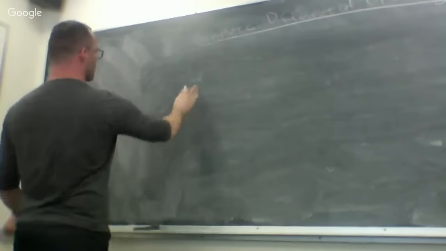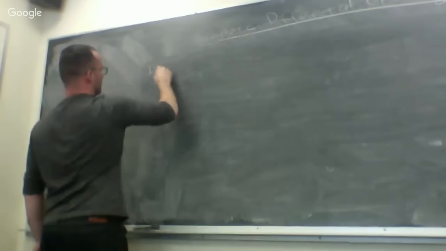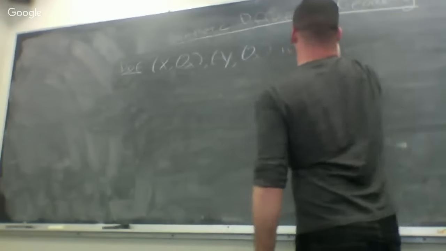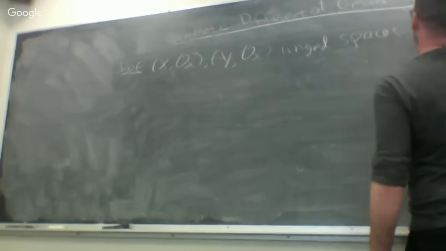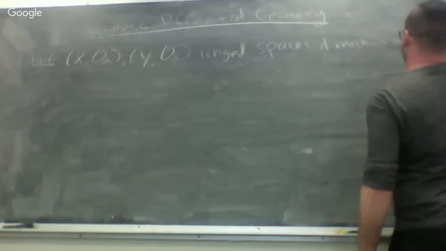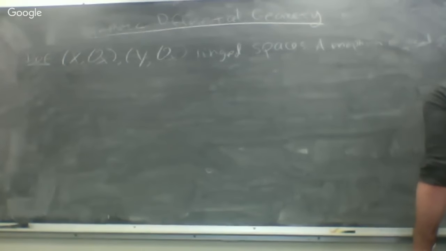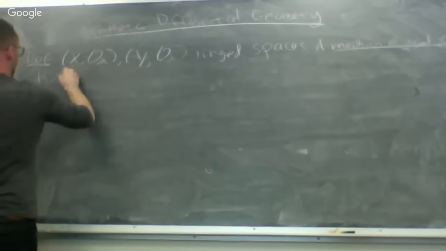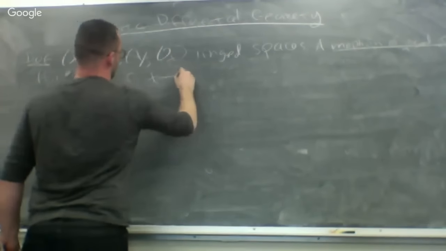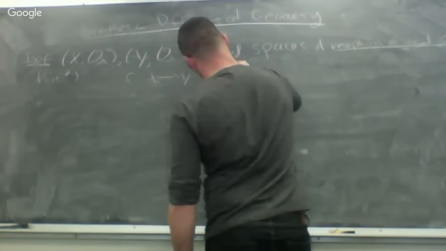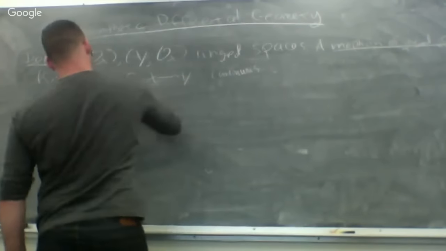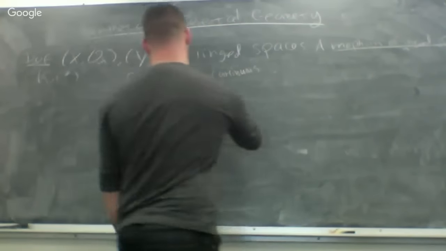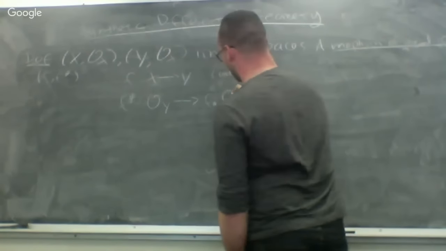So if I wanted to define a morphism of schemes, first I'll define a morphism of ring spaces. So if these (X, O_X) and (Y, O_Y) are ring spaces, a morphism of ring spaces is the data of two maps called f, f sharp. Okay, and f is a continuous map of topological spaces. And f sharp is a morphism of sheaves, so a natural transformation, from the structure sheaf on Y to f lower star of the structure sheaf on X.